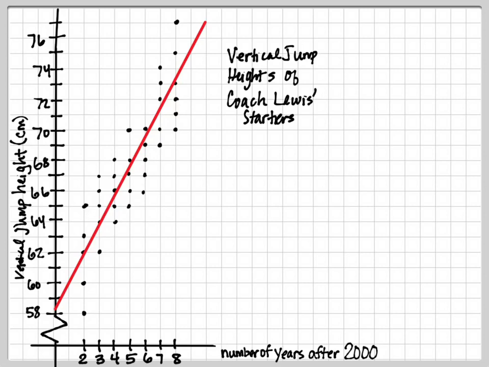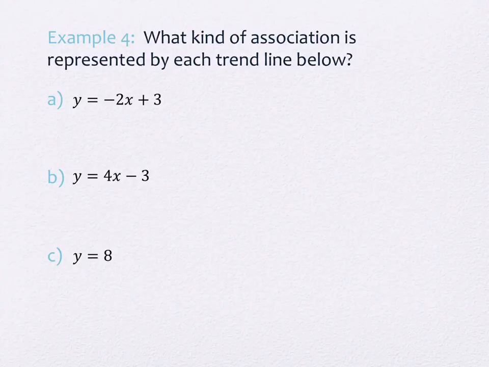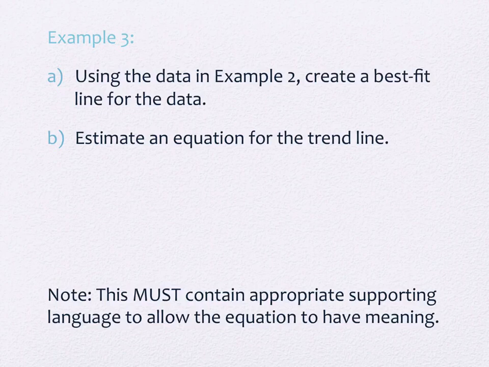Lovely. Okay, so what we're doing in example number 3, I actually didn't show that screen, but it's on your notes, is that we're using the data to create the best fit line. We did that, so we've done part A. It's the picture that we just drew, right? Part B is an equation for the picture, okay?